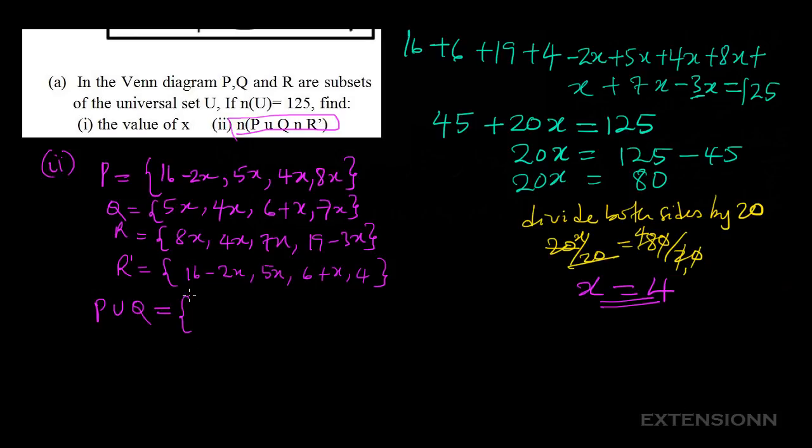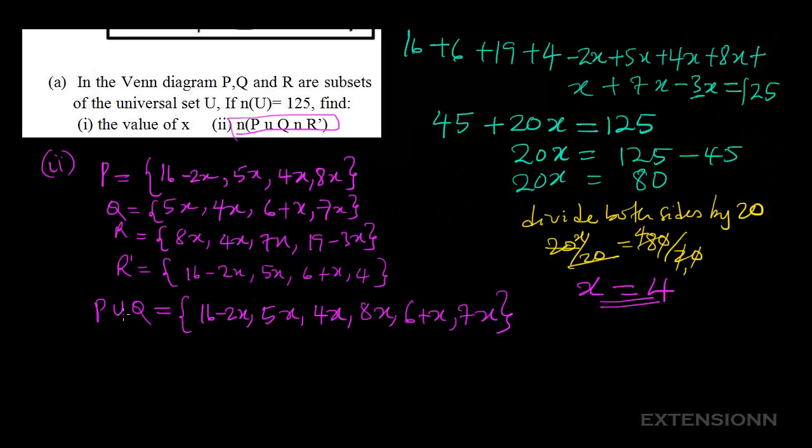So let's bring this together. So you have 16 minus 2x, 16 minus 2x, okay? 5x, you have 5x and 5x here. So just write one of it, 5x. So bring all the elements of P and Q together without repeating any. So you have 4x and 4x, you have 4x once, you have 8x once, then 6 plus x, then we have 7x here. So we can just write that 7x out. So here you see we have P union Q intersect R prime.